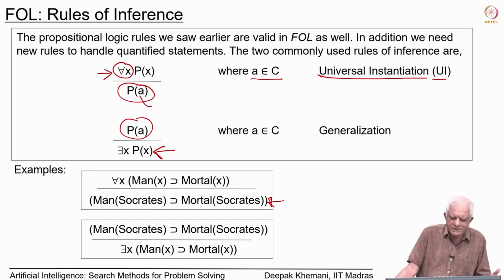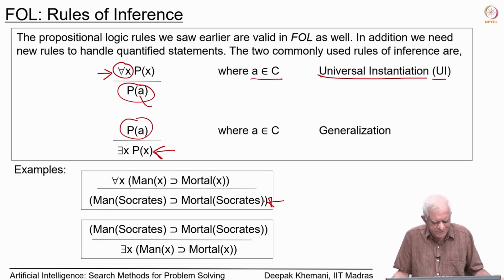So, in the logic language, all men are mortal was represented as for all x, if x is a man, then x is mortal. The second of the inferred statements says if Socrates is a man, then Socrates is mortal. So, the first statement was universal or universally quantified. The second statement is specific to Socrates. In fact, you can say it is a propositional statement.